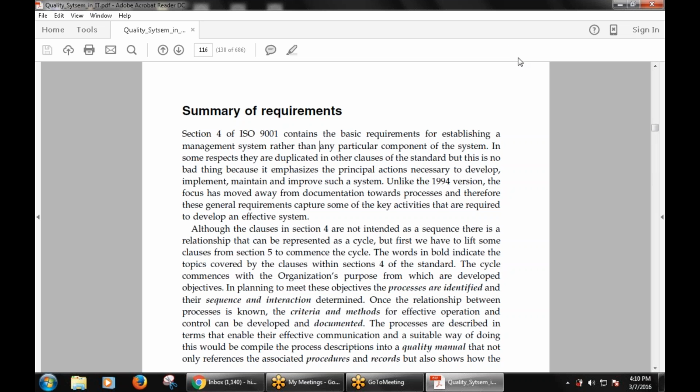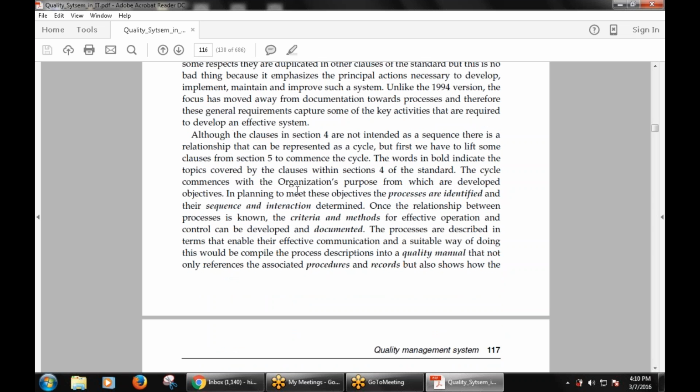Okay. So these are the summary of the requirements, in which we can set the objective, the processes are identified, and their sequence and interaction determined. Once the relationship between the processes is known, the criteria and the method for effective operation and control can be developed and documented. So whatever the control, method and criteria used for effective operation can be developed and documented for the processes.